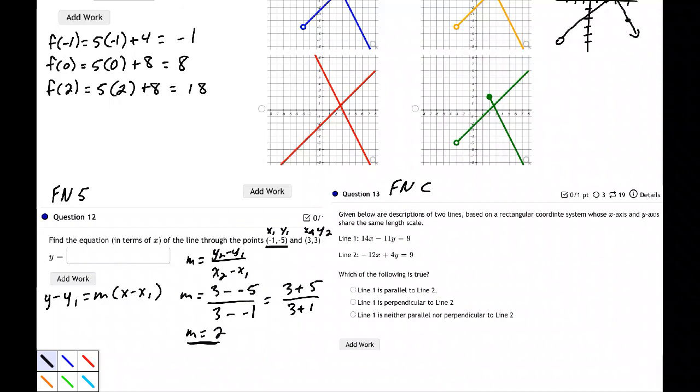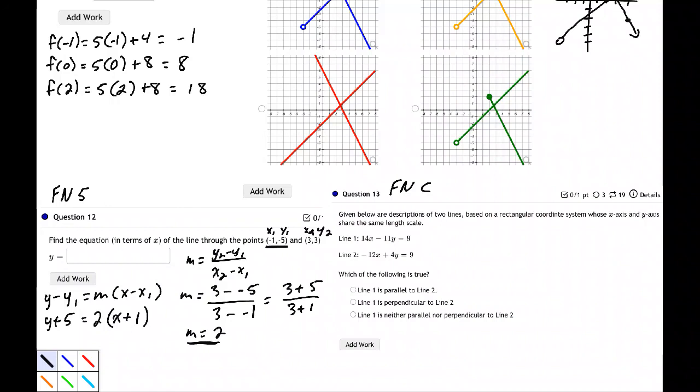So I'm going to have y minus y1, which is -5. Okay, so instead of writing y minus -5, I'm going to write y plus 5. So two negatives will make a positive, equals 2 parentheses x minus x1. My x1 is -1. Instead of writing x minus -1, I'm going to write x plus 1.